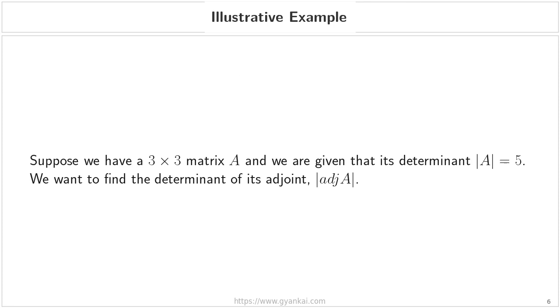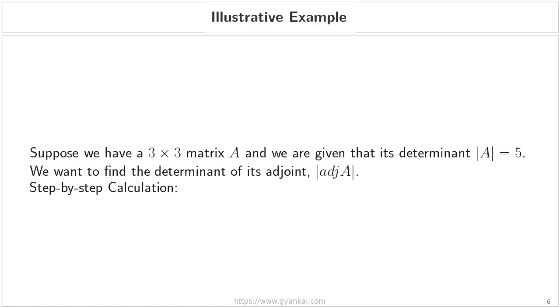Suppose we are presented with a square matrix. Let's call it matrix A, which is of order 3 by 3. We are also given a specific piece of information. The determinant of matrix A, which we denote as absolute A, is equal to 5. Our objective here is to find the determinant of its adjoint, which we write as the determinant of adj A. Let's walk through the calculation step by step.